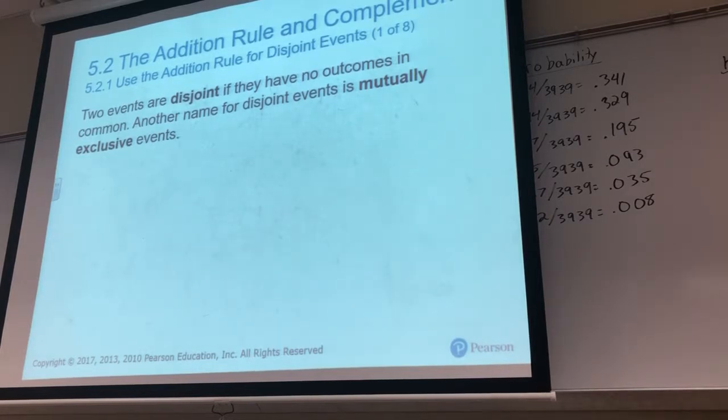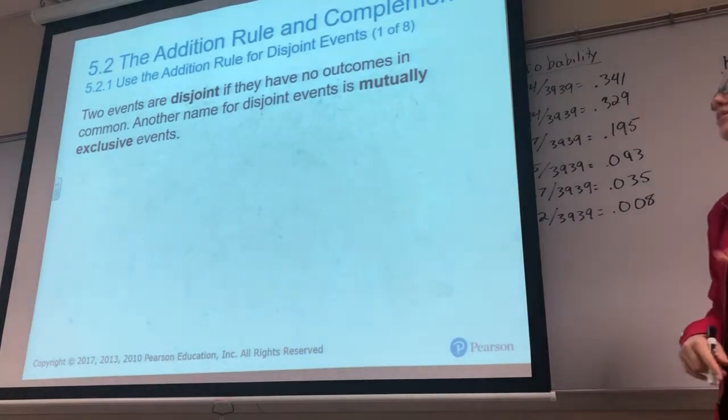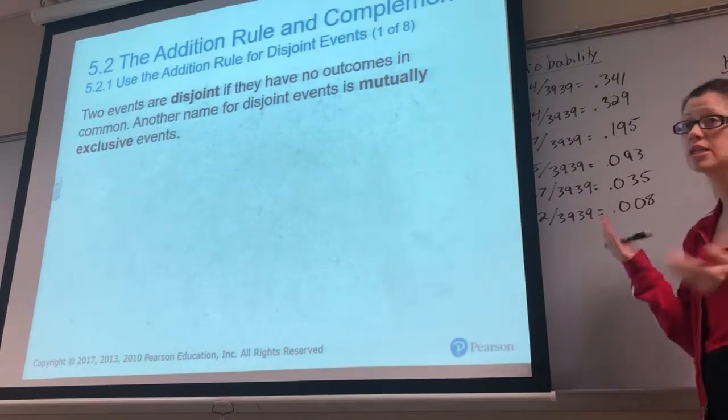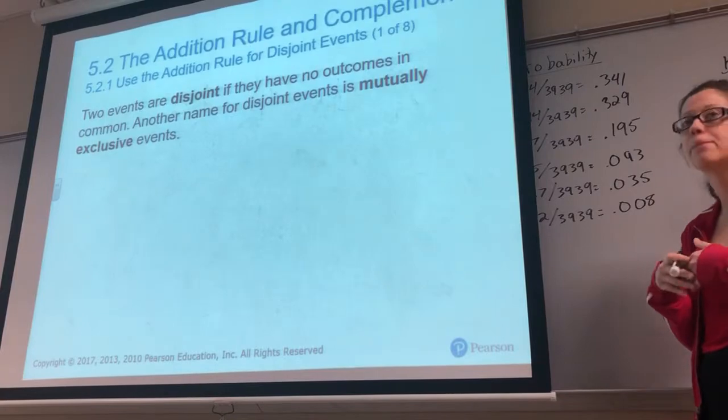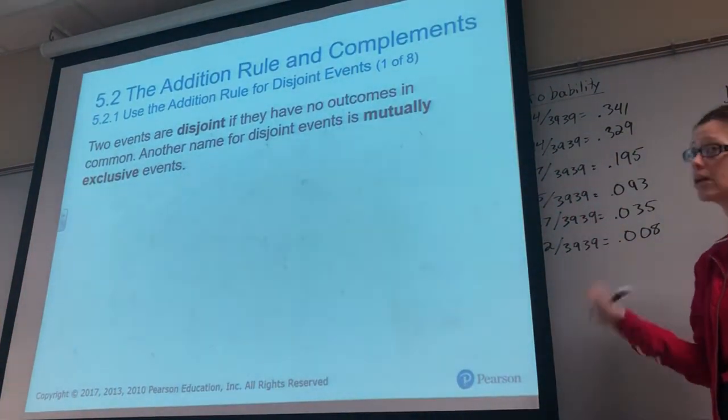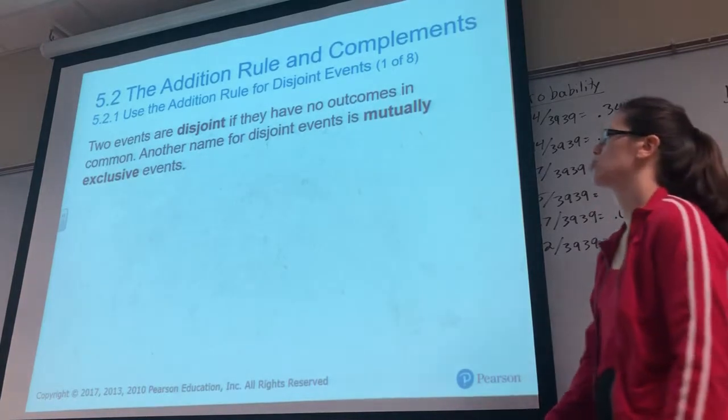So two things that can't happen at the same time. So if you're drawing a card and you're looking at the event getting a 2 and getting a queen, those things are going to be mutually exclusive or disjoint because they can't happen at the same time. There's no outcome, there's no card that's both a 2 and a queen. So those things are going to be disjoint.